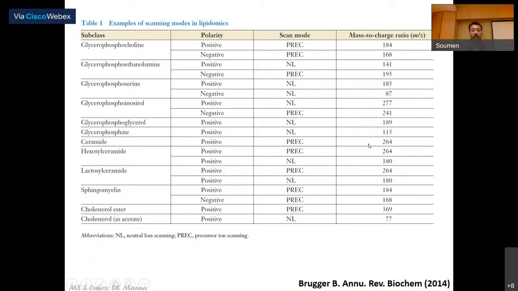In a triple quad, for example, your third quad will be sitting at 184, and the first quad will be scanning and looking for anything and everything that gives you 184. That precursor mass will then show up, and you know that this is phosphocholine because it gave you the 184 ion in the third quad. Similarly, you can do others. By doing this, you can simplify your analysis, and using the same sample, you can run the analysis again and again for different types of lipid species.